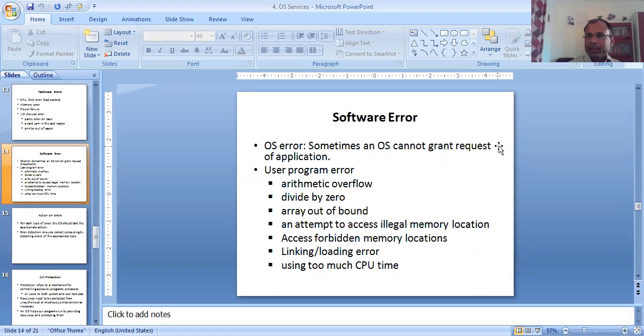Linking or loading error can be there. Sometimes the program is unable to link. The different files will be unable to link to each other to become a single executable file, so a linking error can be there. If the program is not able to be loaded into main memory, it will be a loading error. If some program is using too much CPU access or CPU time, it can be an error.